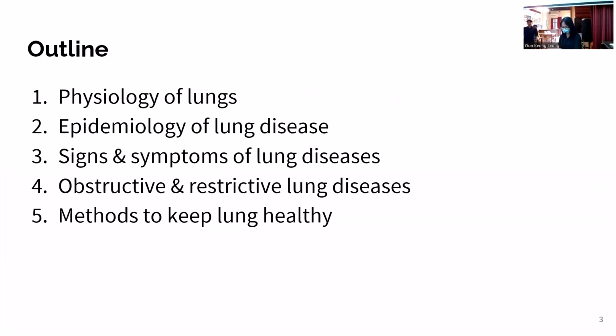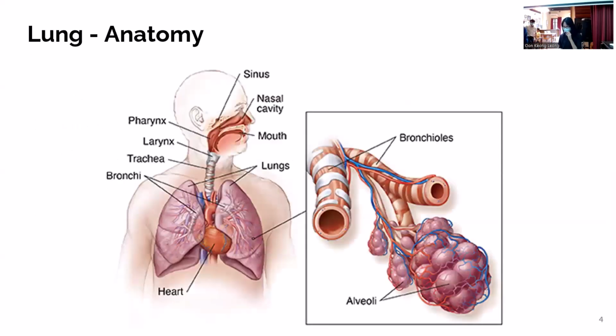So this will be the outline of today's presentation. Let's talk about the anatomy of the lung. When we breathe in, the air will flow in through our nasal cavity, then go into the pharynx, and go down to the trachea. This will be the upper respiratory tract.